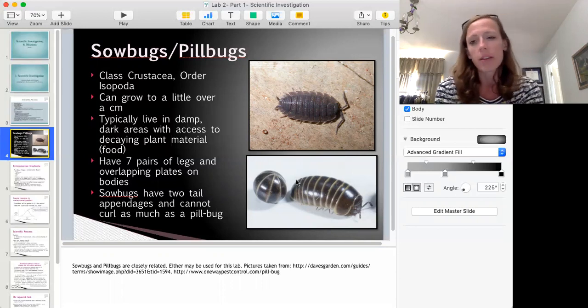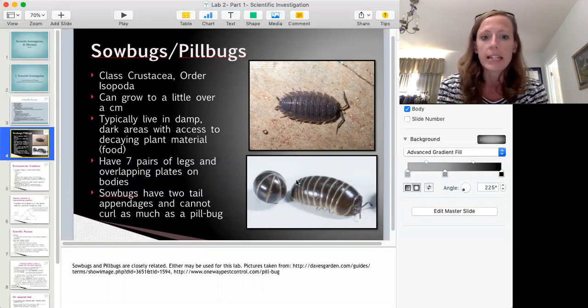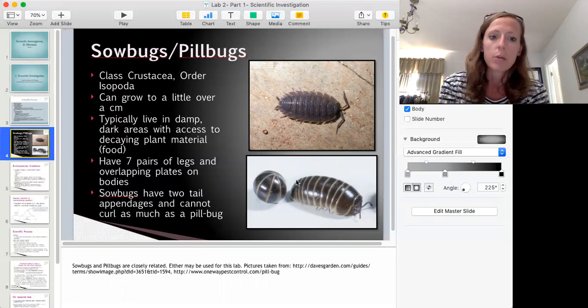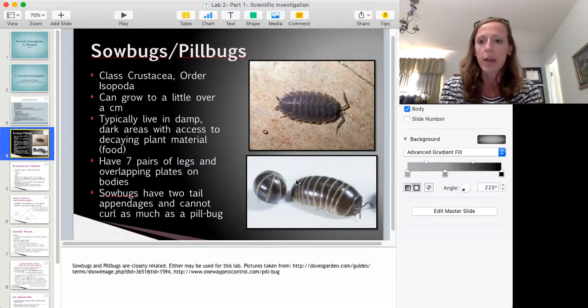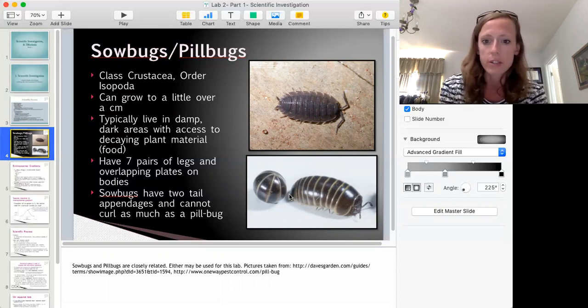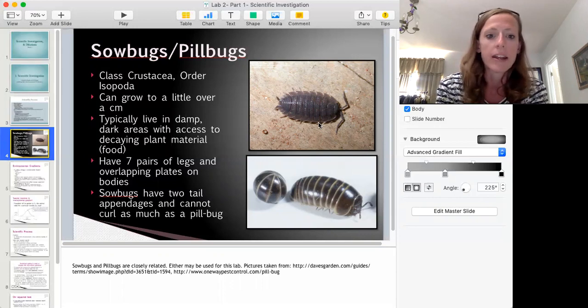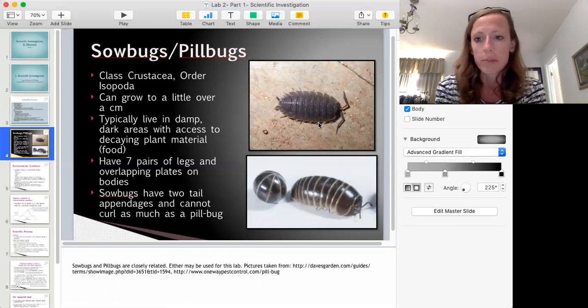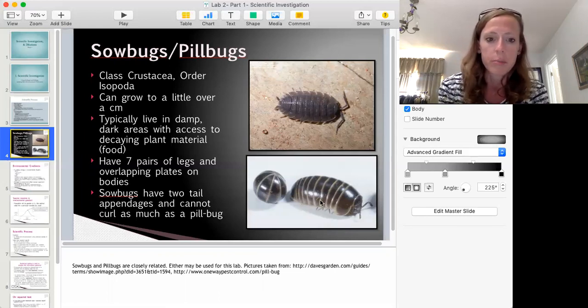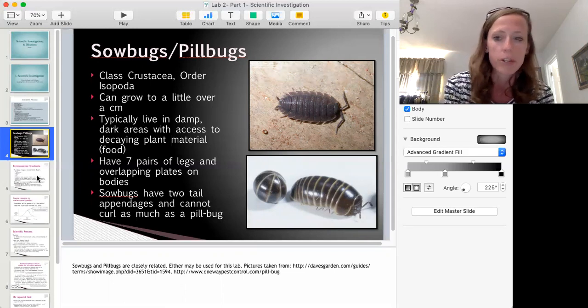They get to be about a little over a centimeter, and they like to live in damp, dark areas where they have access to decaying plant material, which is their food, okay? And they each have 7 pairs of legs, overlapping plates, as you can see on the pictures here. You can tell the difference because Sowbugs have 2 tail appendages, and the Pillbugs do not. And then they can't curl up as much as the Pillbug. So the top picture here is the Sowbug, and then the bottom picture is the Pillbug. Okay, but again, we're using them interchangeably.